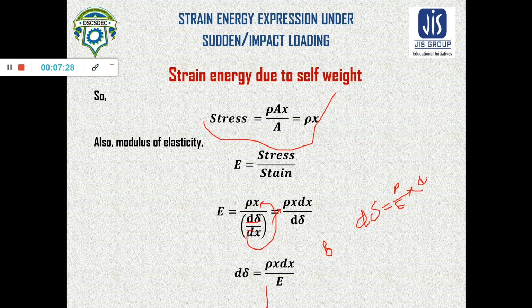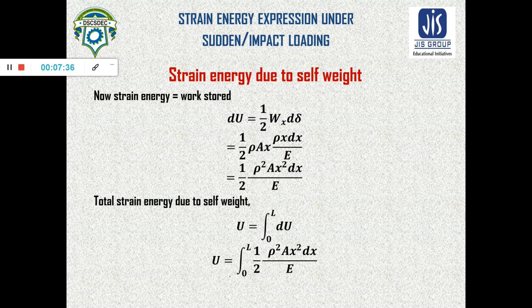Now this is our deformation. For the strain energy calculation, we know strain energy is equal to energy stored. So the strain energy of that small element, du, is given by half into Wx into dδ. Why half? Because only the average weight will be acting on the body.